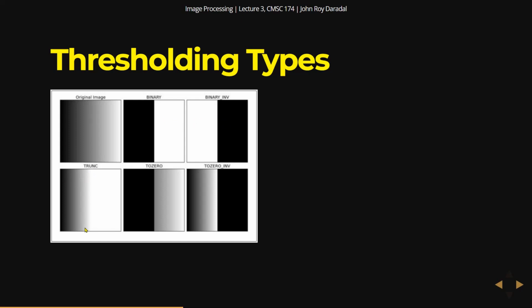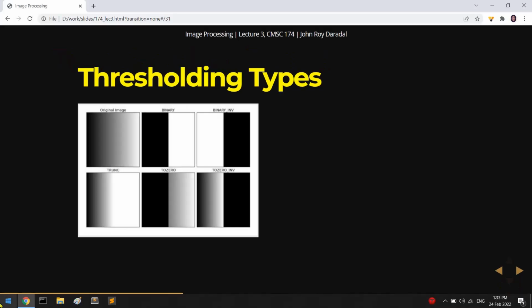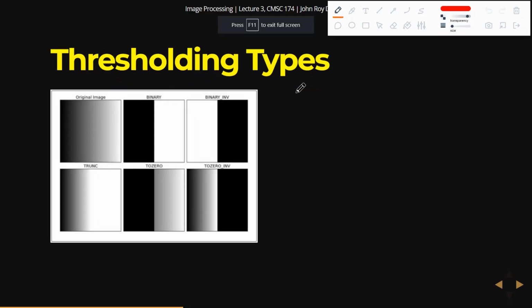For truncate, from 0 up to the threshold, it will be the same as the original image. So just like here, it's the same. Let me bring out the pen again. Up to the threshold, which is somewhere here, it's similar to the original image right here. But from the threshold upward, it becomes white.